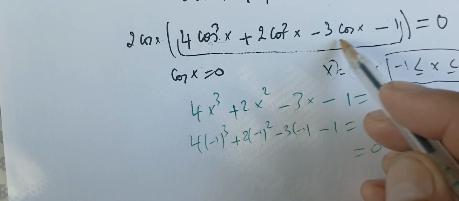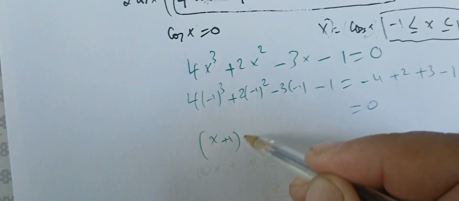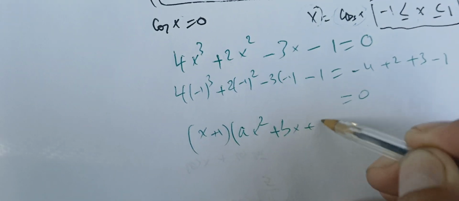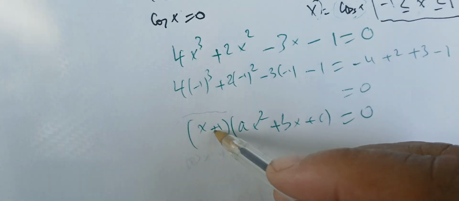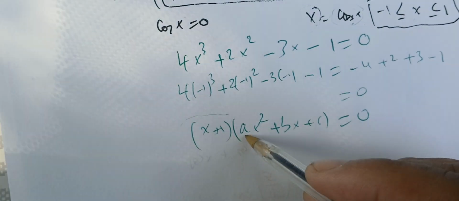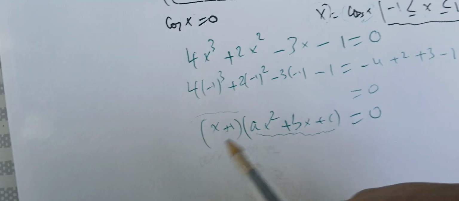Now here, this equation, I can factor this one as (x plus 1) times (ax squared plus bx plus c) equals 0. So I know this one here is a solution. -1 is a solution, and therefore it's pi. Now I can find this one here. So the pi over 2 is going to be here.